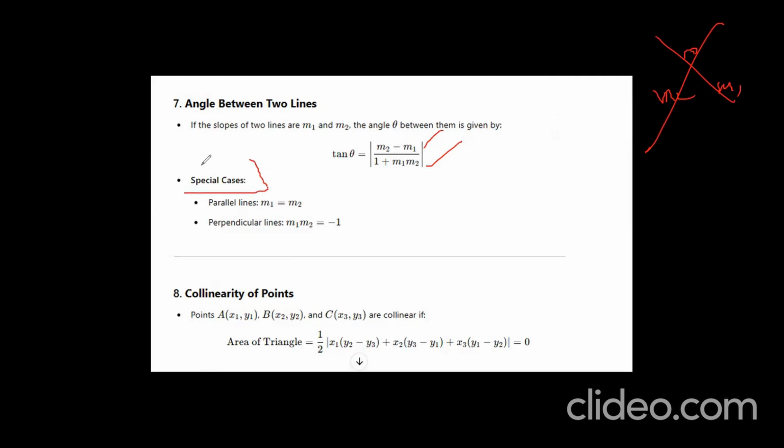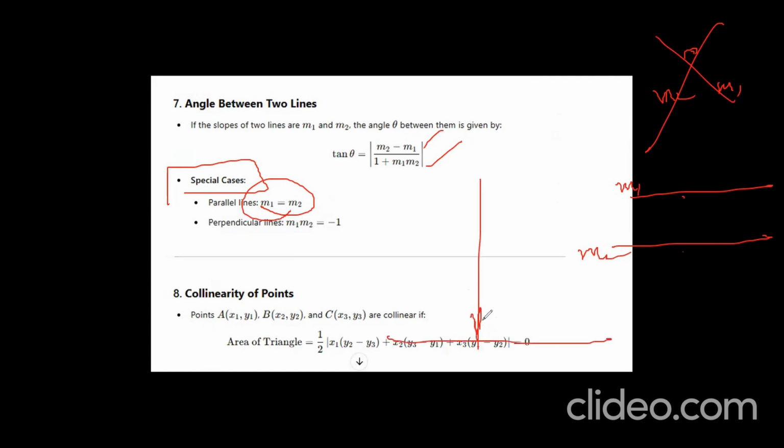And there are special cases. Say this is m1 and this is m2. Here the lines are intersecting. Whenever they intersect, an angle is formed. Whenever they are parallel, is there any angle between them? No, zero angle, right? So the slopes are equal. For parallel lines, the slopes are equal. And if you go with the perpendicular lines, these are the two lines which are perpendicular.